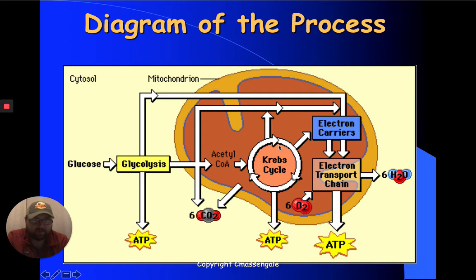And then the pieces from the Krebs cycle get put into these things called electron carriers. Same thing happens with glycolysis. Those pieces get put into electron carriers. They eventually get put into this thing called the electron transport chain. So this seems kind of confusing, but it isn't really as hard as it looks.